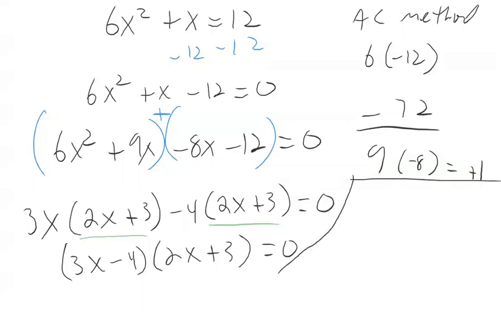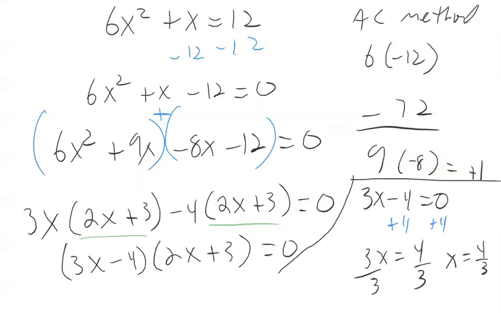Then I take my first factor and set it equal to 0, so 3x minus 4 equals 0. Add 4 to both sides. 3x equals 4, divide by 3, x equals 4/3. Take my next factor, 2x plus 3 equals 0. Subtract 3. Then I get 2x equals a negative 3, divide by 2, and then x equals a negative 3 halves.